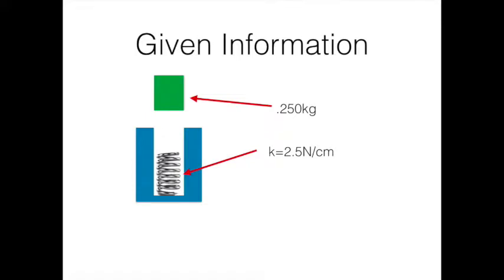Also, the spring constant, k, is 2.5 newtons per centimeter, which is 250 newtons per meter. The displacement when the block is dropped on the spring is 12 centimeters. I said it's negative because it's going down, so that is really negative 0.12 meters. And they tell us friction is negligible, so we don't have to worry about that.